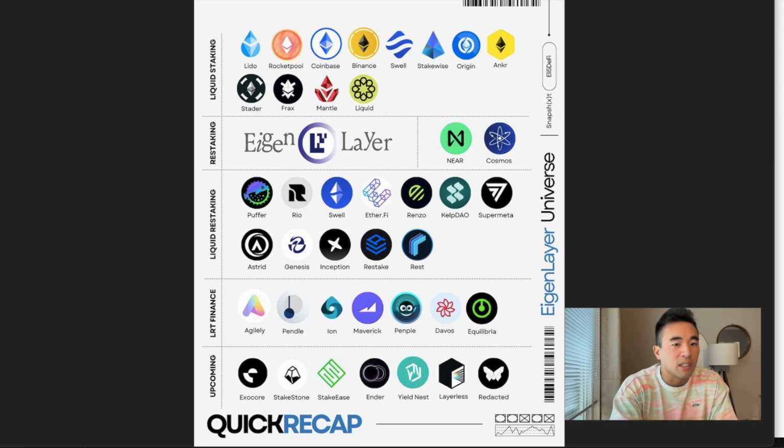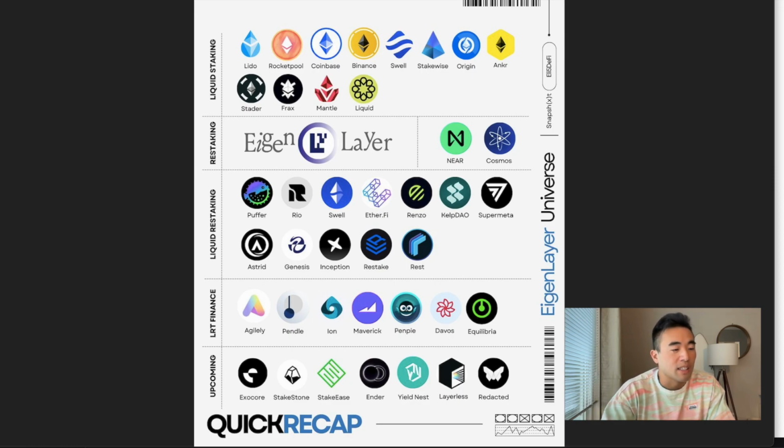Up top, liquid staking. You'll hear about liquid staking tokens as well. So starting around late 2020, beginning 2021, liquid staking allowed you to stake your 32 ETH to secure the Ethereum chain, but still use your ETH for things in DeFi. This basically lets you have your cake and eat it too.